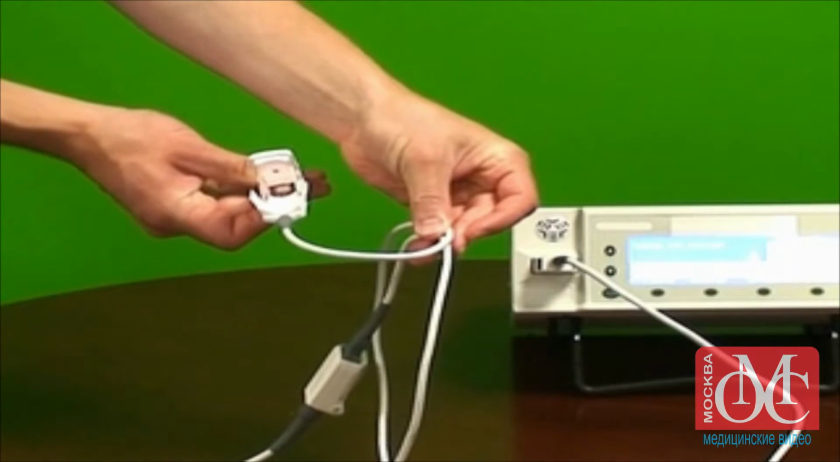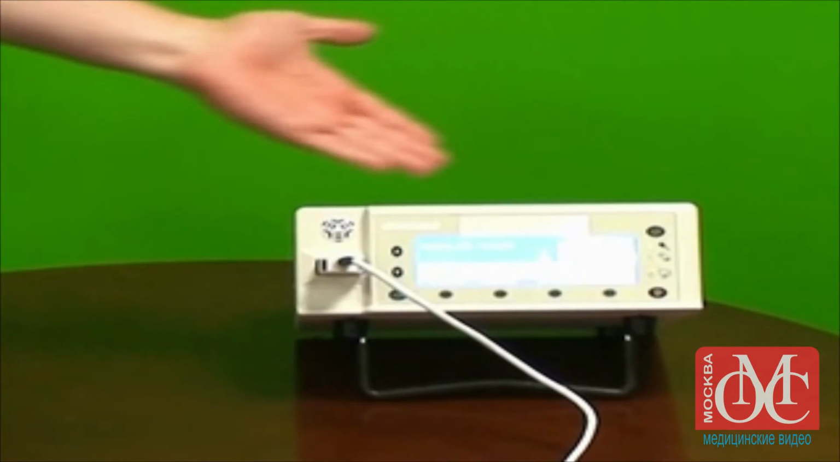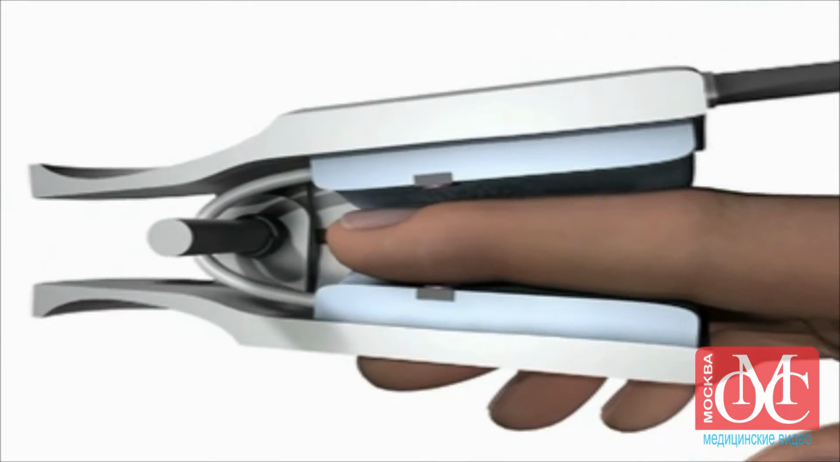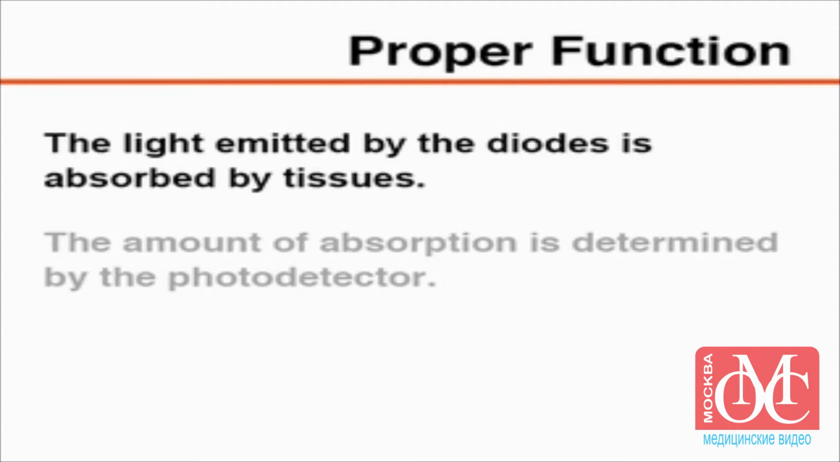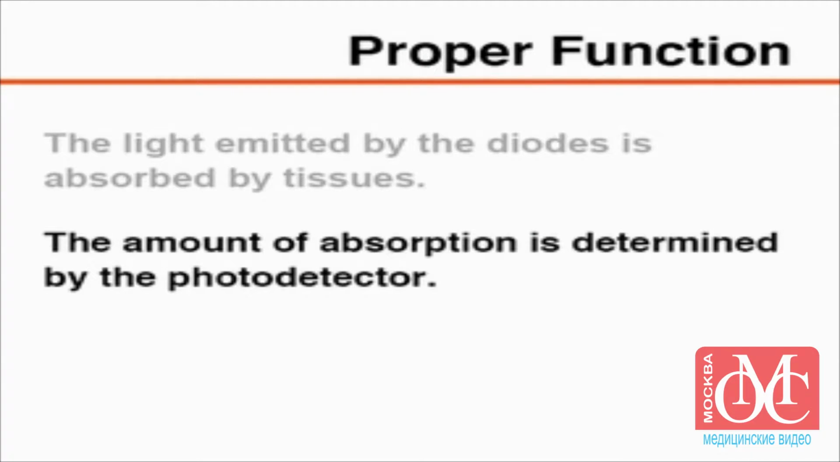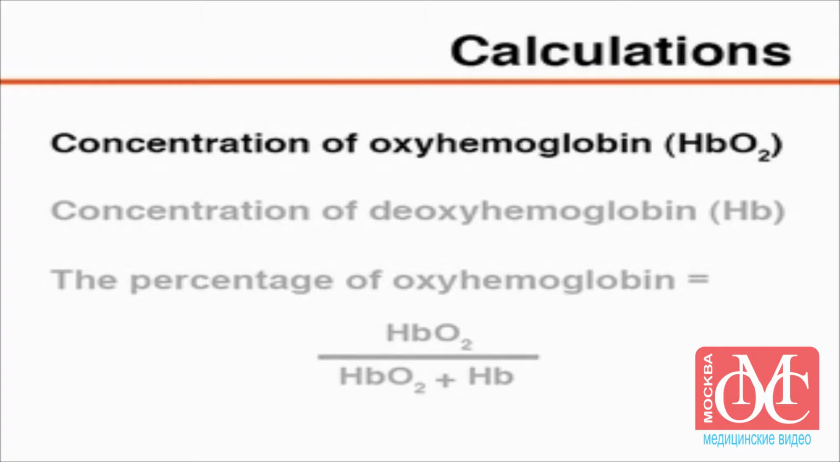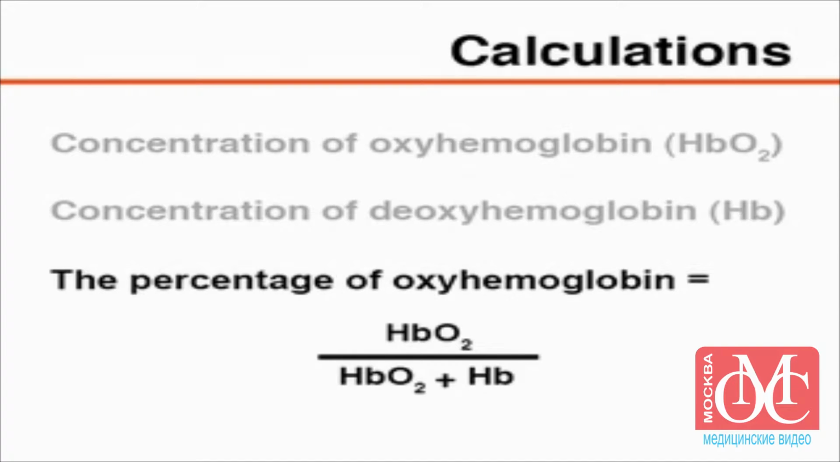Pulse oximeters consist of a peripheral probe and a small microprocessor unit. Traditionally, the peripheral probe contains a photodetector and 2 light-emitting diodes. The 2 light-emitting diodes emit light of different wavelengths. The light emitted by the diodes is absorbed by tissues, and the amount of absorption is determined by the photodetector. Using this information, the microprocessor determines the concentration of oxyhemoglobin and deoxyhemoglobin, respectively. It then calculates the percentage of oxyhemoglobin and displays the hemoglobin-oxygen saturation in arterial blood, a waveform corresponding to the pulsatile flow in arterial vessels, and the heart rate.